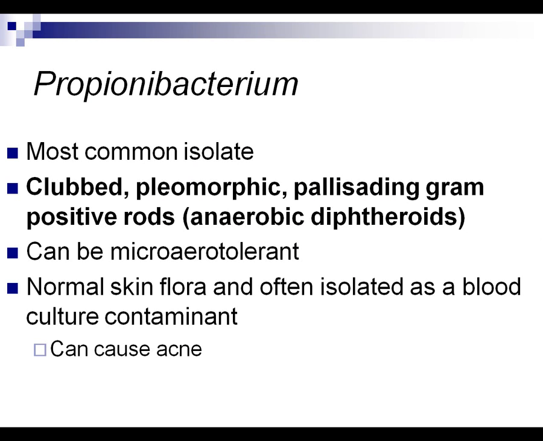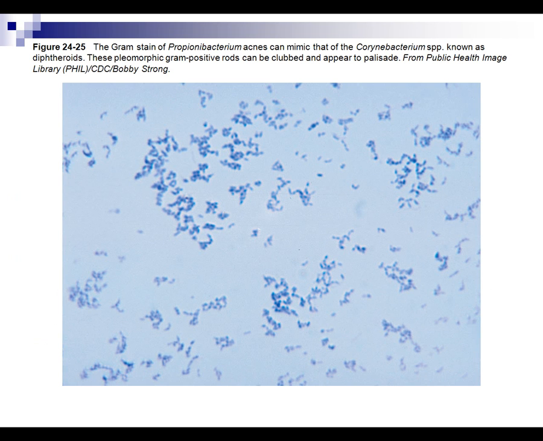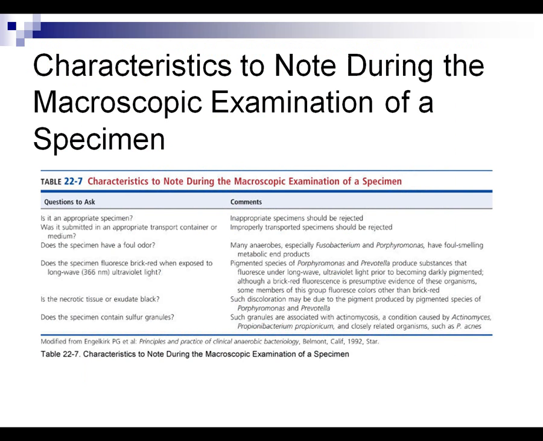Propionibacterium acnes is the number one organism. It's a very common isolate. It's found all over the body, all over the skin. Causes acne. It's a club-shaped, pleomorphic, palisading gram-positive rod, right up there with Corynebacterium, very similar to it. It's described as the anaerobic diphthroids. So typically it doesn't cause infections, but it can if it's given the opportunity.